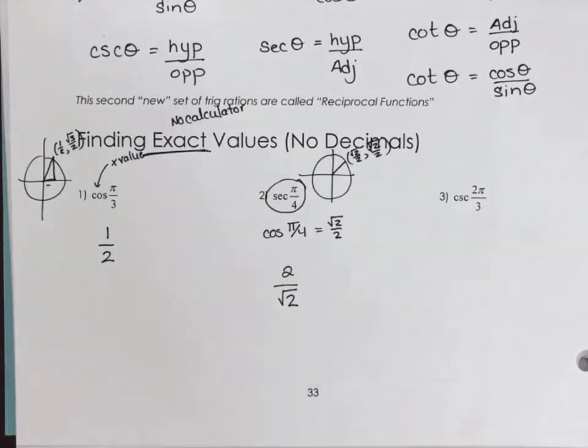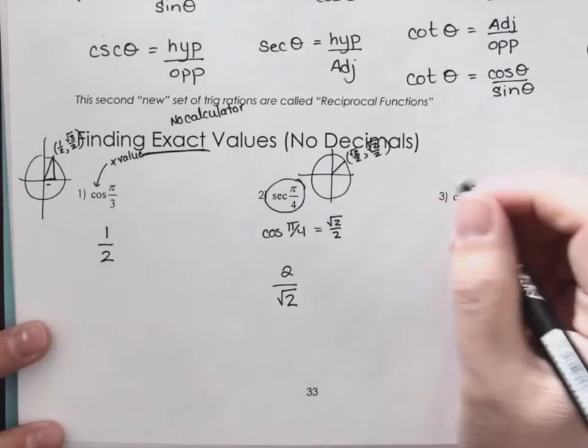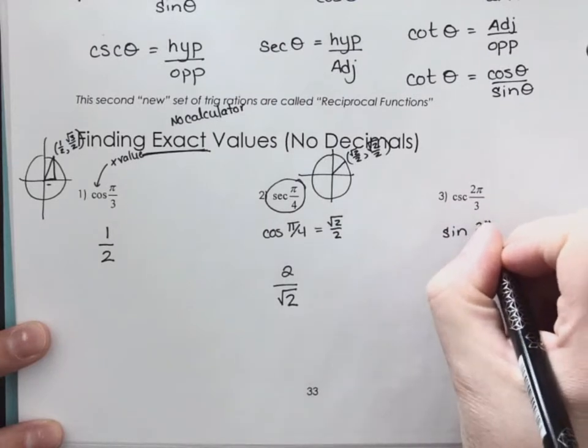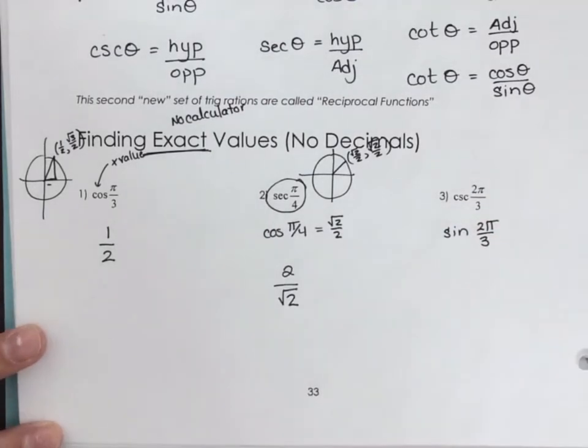That makes sense to everybody? Like how I'm just mathing it out. There's no calculations that I'm doing. Okay, cosecant is the reciprocal function of what? Sine. So I'm going to solve for sine of 2 pi over 3.